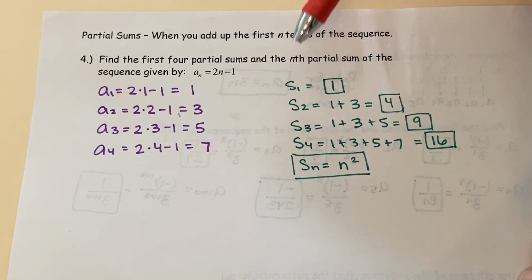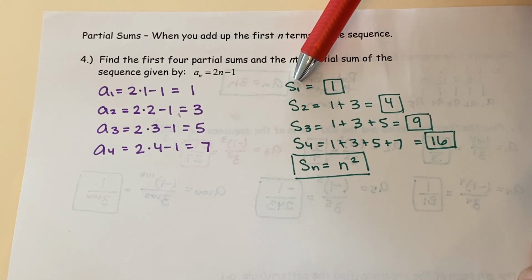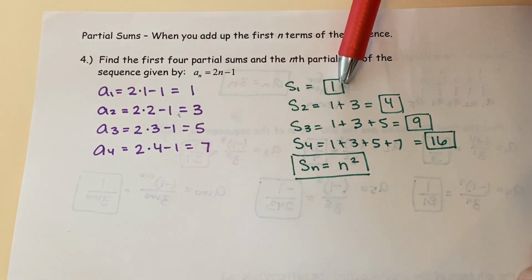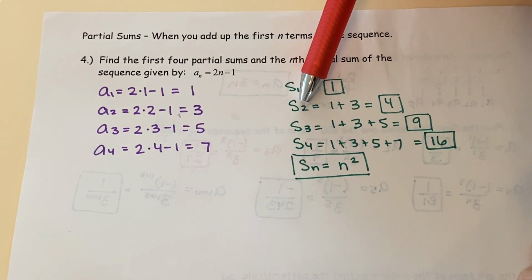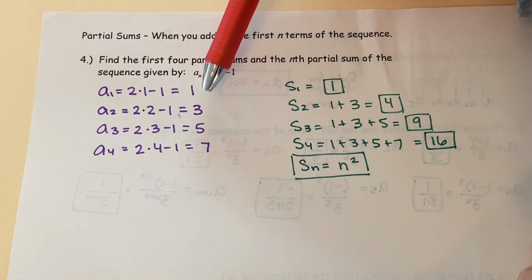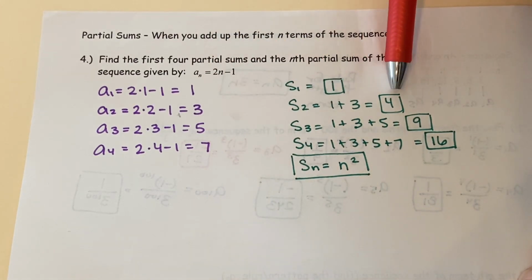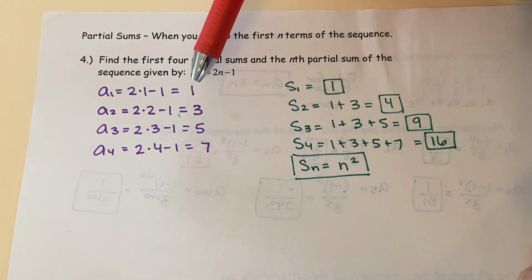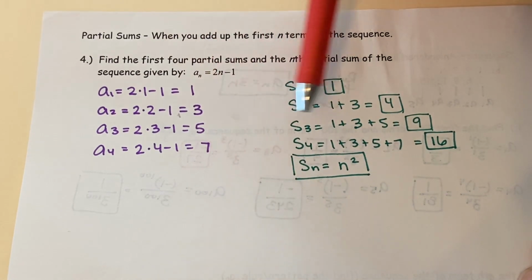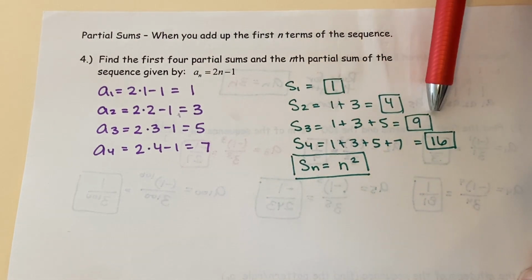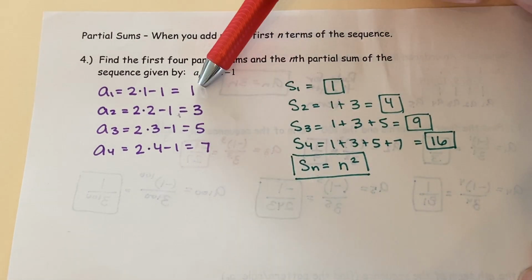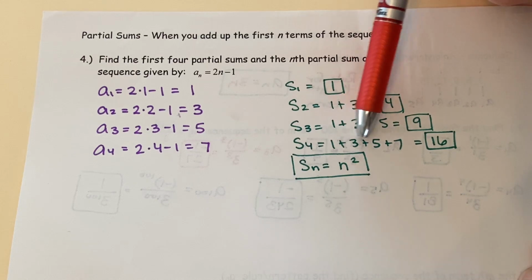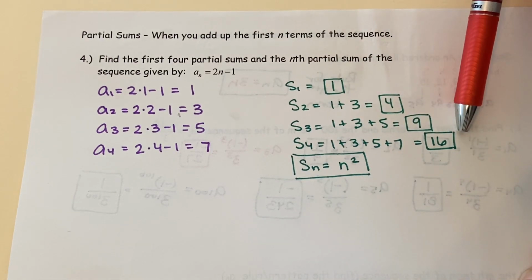If I want to find the sum of the first number, well, it's just its first number, 1. If I want to find the sum of the first 2 numbers, I'm going to add my first 2 numbers together. 1 plus 3 is 4. If I want to find the sum of the first 3 numbers, I'm going to add 1 plus 3 plus 5, the first 3 numbers in my list, and they add up to 9. If I want to add up my first 4 numbers, then when I add them up, I get 16.